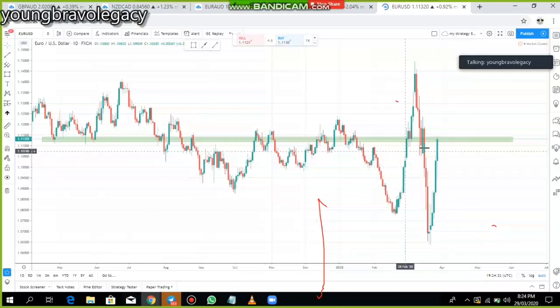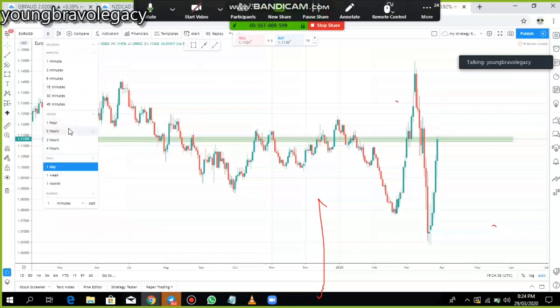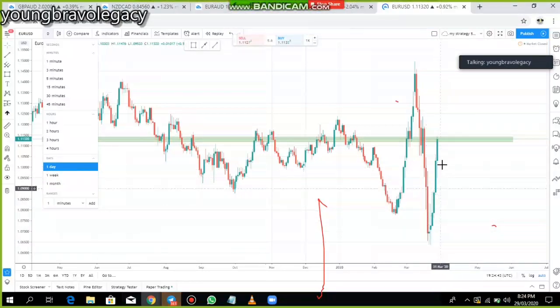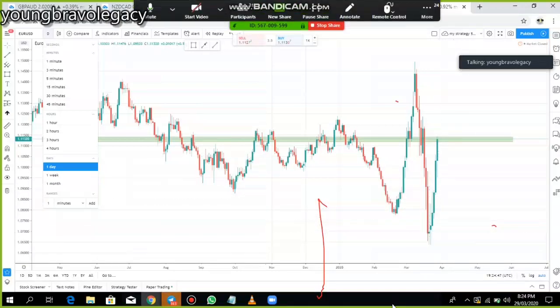For this candle, I will never take a sell. I will never take a sell on this kind of candle. You can see the low. It's creating higher highs and higher lows. The candles are creating higher highs and higher lows. So this is telling us that this is a complete bullish market.